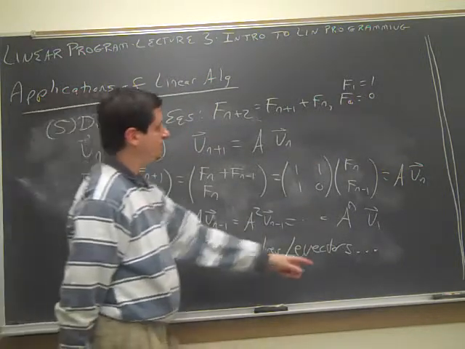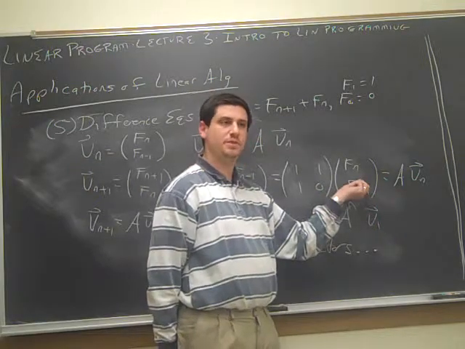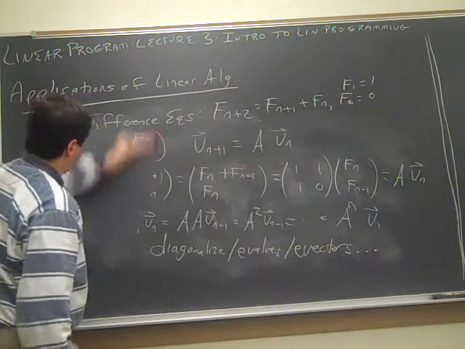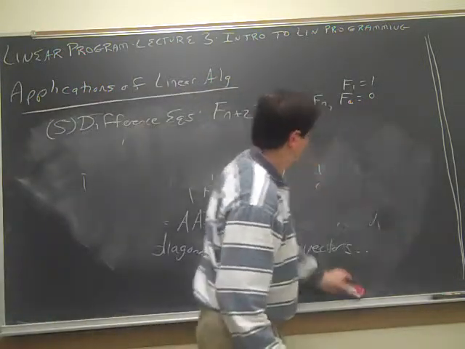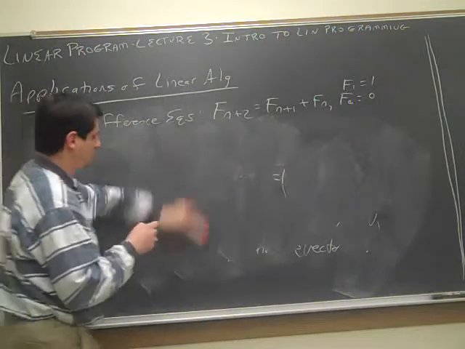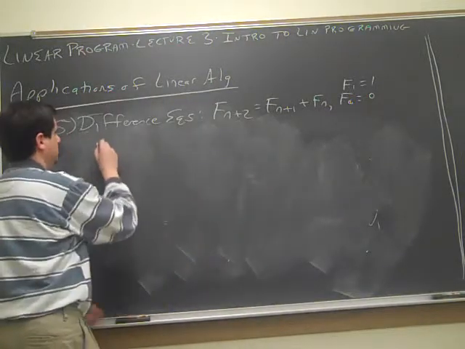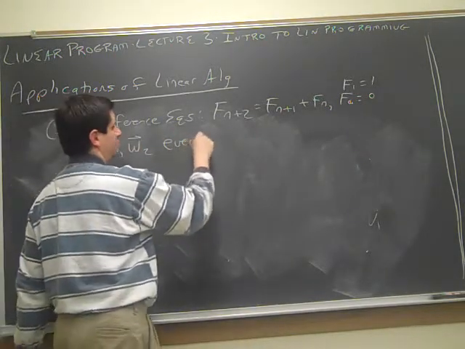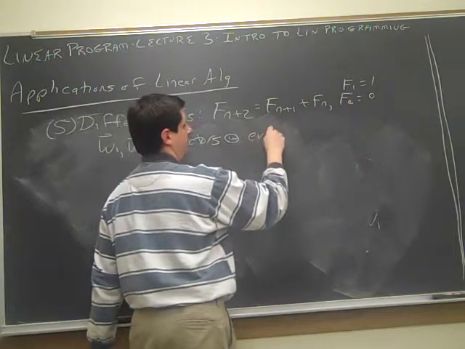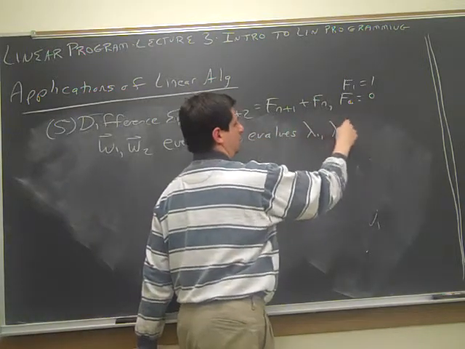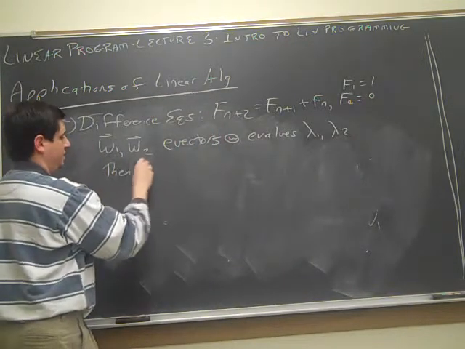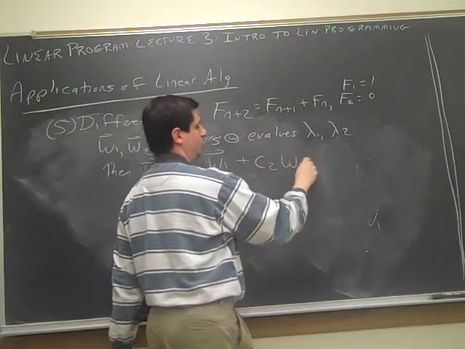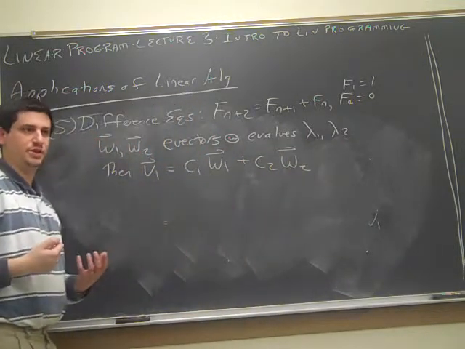And so what we'll do is we express V1 in terms of the two eigenvectors of this matrix, and then the solution will just involve high powers. So what you would end up getting is the solution would be something like, if W1 and W2 are the eigenvectors with eigenvalues lambda 1, lambda 2, then you get V1 is C1 W1 plus C2 W2. So you solve for those coefficients C1 and C2.